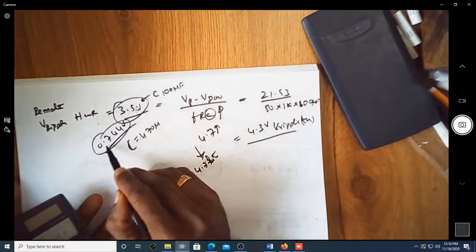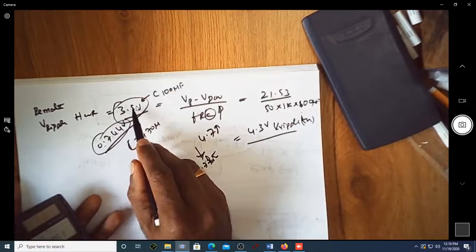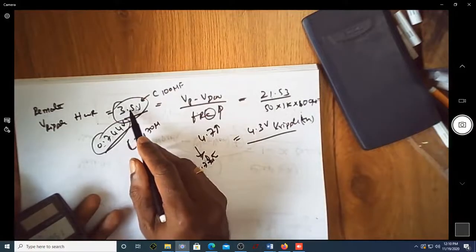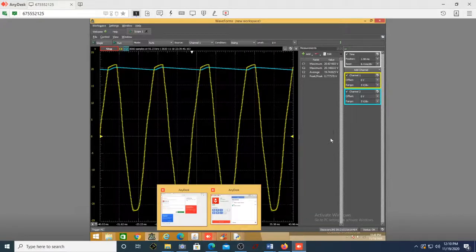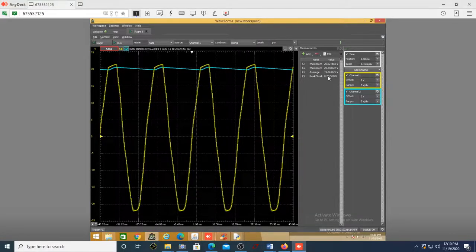You're supposed to get 0.744 volt, that is 4.7 times lesser than 3.5. You're getting almost close to it. See that? Are you not getting very close to it? It is almost 770 millivolt, whereas the expected is 740 millivolt. So this way we can get the desired ripple voltage from a circuit.